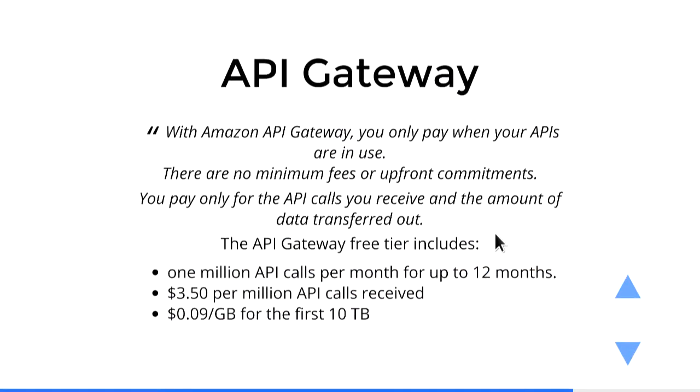API Gateway, this is a quote from their payment stage: you only pay when you use the APIs, when they're in use, so when something's actually calling it. There's no minimum fee, no commitments. You pay for the number of calls and the amount of data transferred, and you get a million calls per month free for the first 12 months, $3.50 per million API calls received, and 9 cents per gigabyte for the first 10 terabytes of data. So I really wouldn't worry about it.